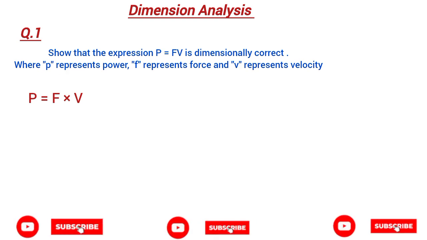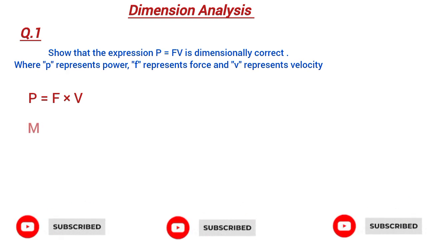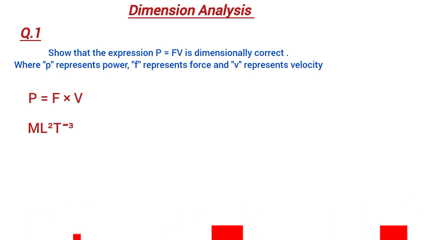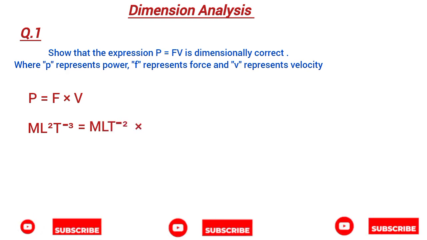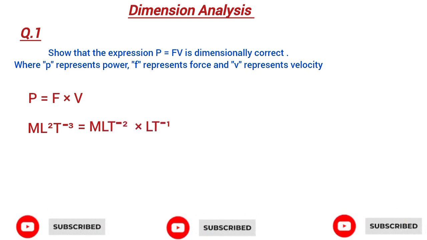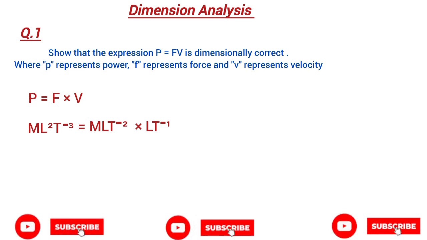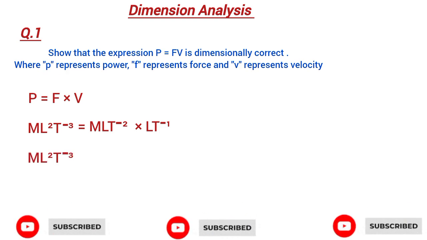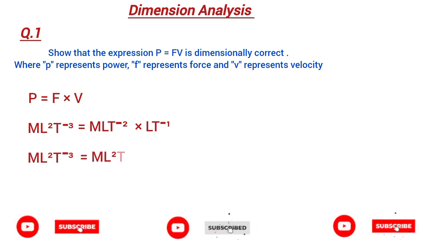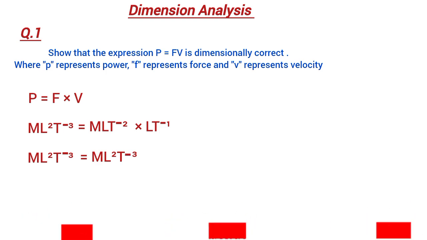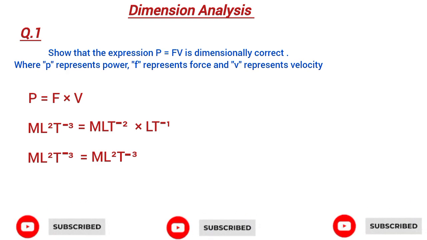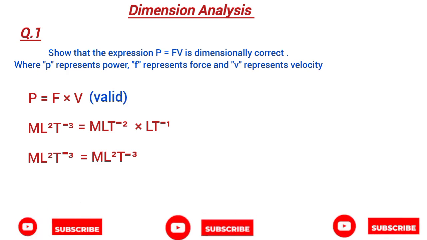We know that the dimension of power is ML^2T^-3. The dimension of force is MLT^-2. And the dimension of velocity is LT^-1. Simplifying the right hand side of this equation, we have ML^2T^-3. And as you can see here, the dimension on both sides of this equation are equal. Therefore, this equation can be said to be valid.